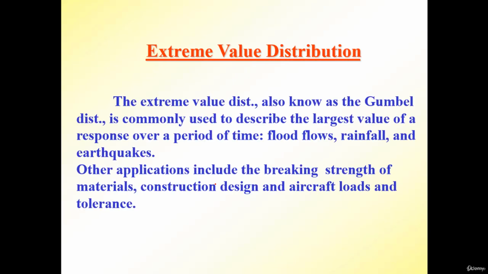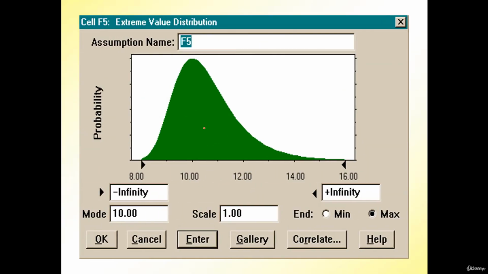Extreme value distribution, known as Gumbel distribution, is commonly used to describe the large values of a response over time, like flood flow, rain flow, and earthquake. In the case of extreme high live load, we also use it in the analysis. For breaking strength of material, construction design, aircraft load, and tolerance, the extreme value distribution can be applied.